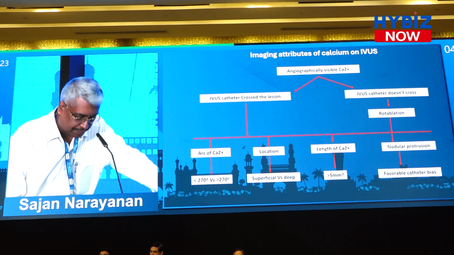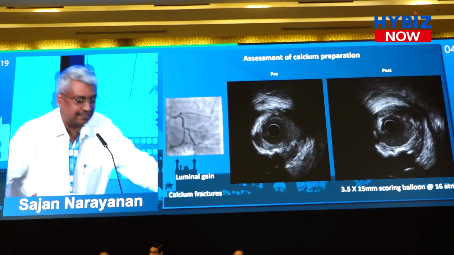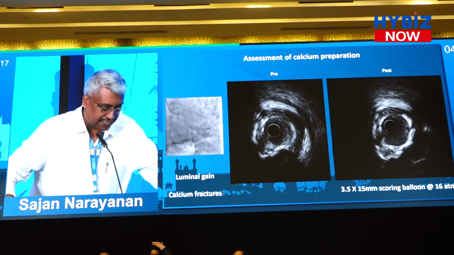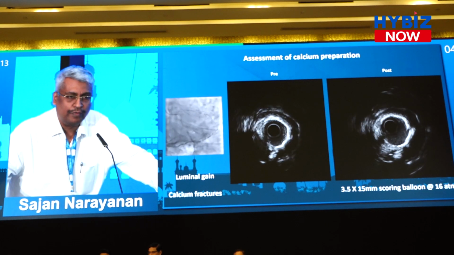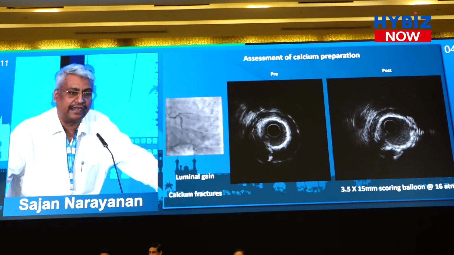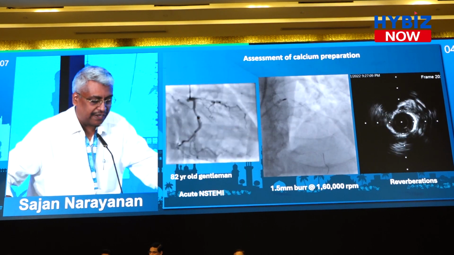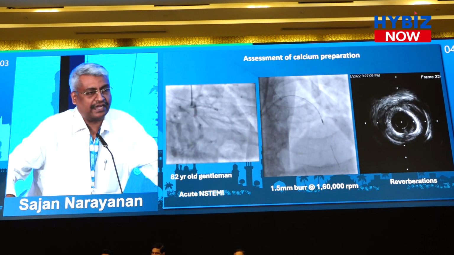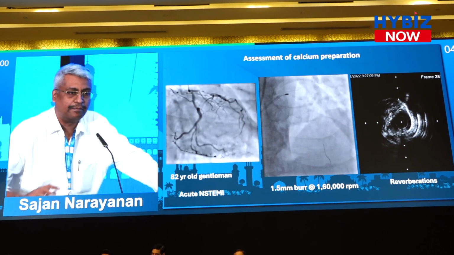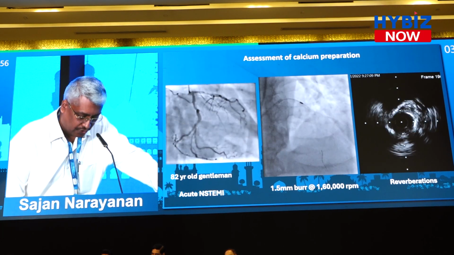Now, after the lesion preparation, you should always perform an IVUS pullback to verify your success. This is the case which I had demonstrated a couple of slides earlier. We dilated the scoring balloon, and you can see there is lumen enlargement and calcium fractures at 3 and 9 o'clock position, signifying calcium preparation. This 82-year-old gentleman underwent rotablation, and after rotablation, you can see reverberations. Reverberations signify that the calcium has been polished, and this is amenable for further dilatation with non-compliant balloons.